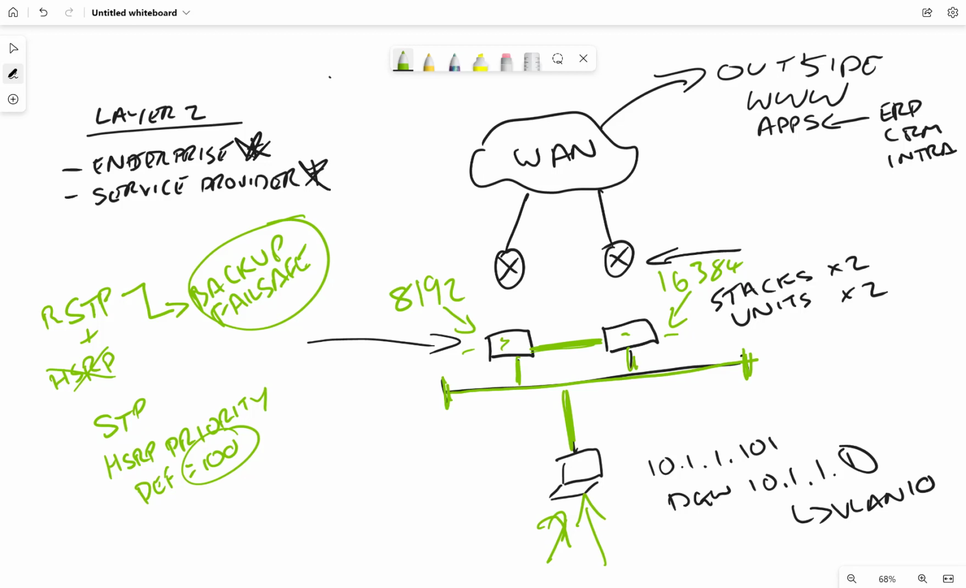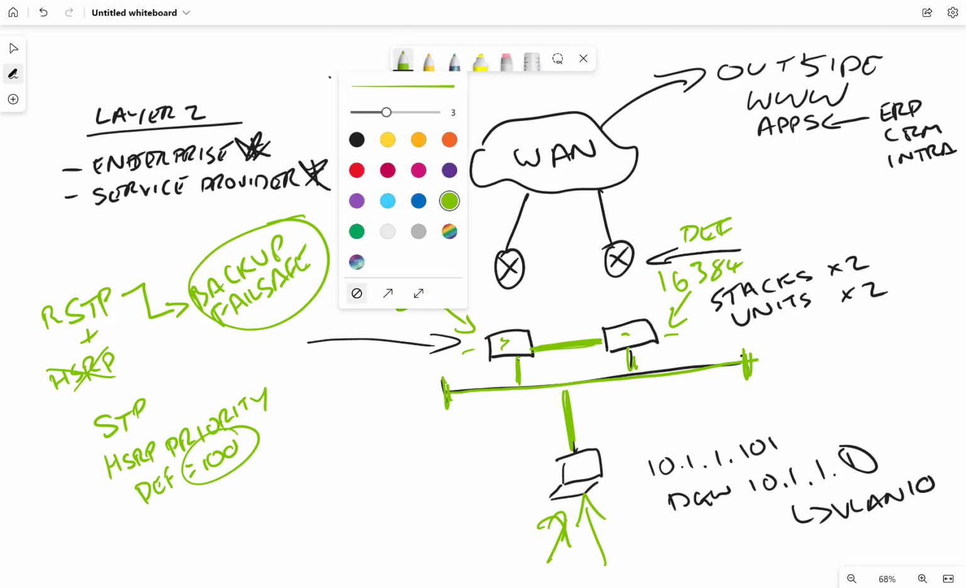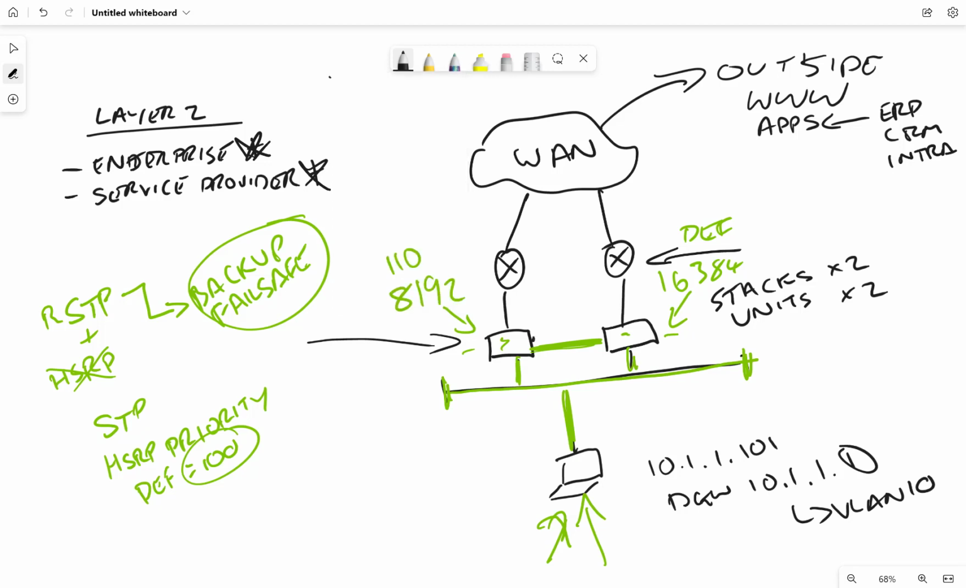So this one, we might set the priority to 110, and this one we might just leave it at the default. Okay, now if we switch back to the topology, effectively what we've got here is some kind of routed port. The black is the physical connectivity.